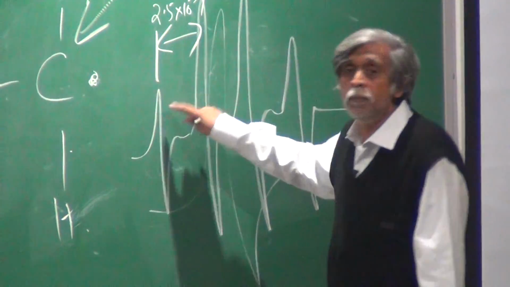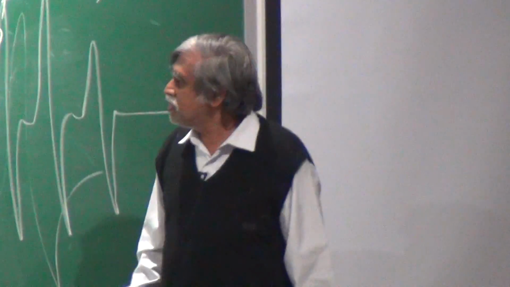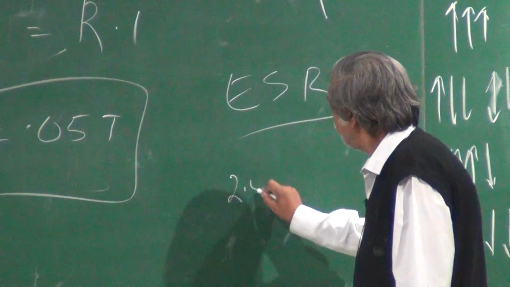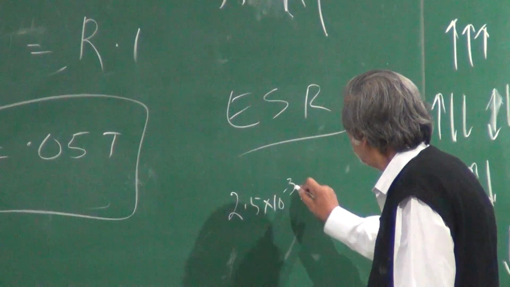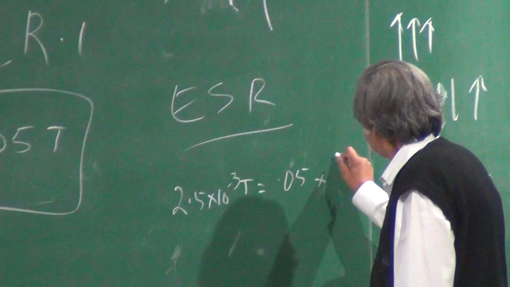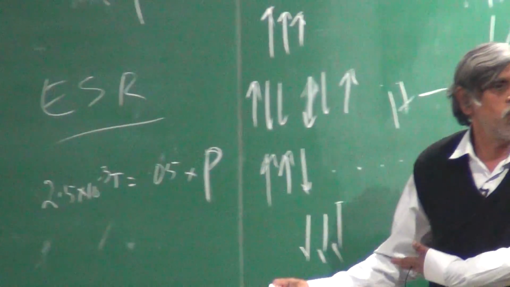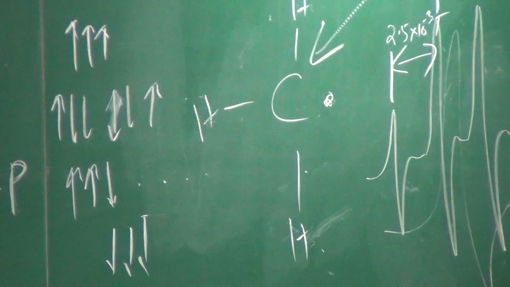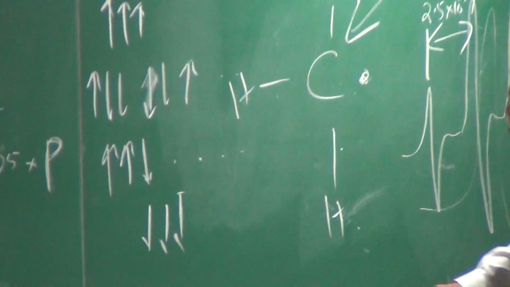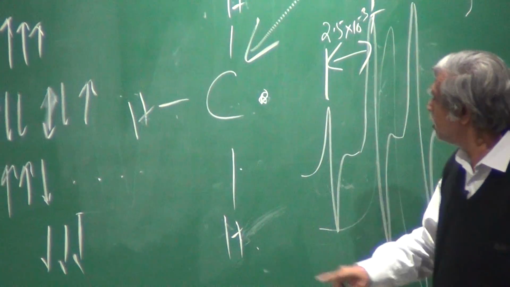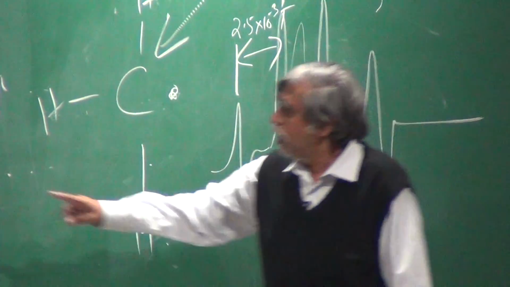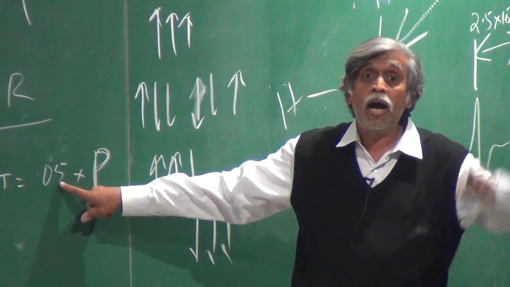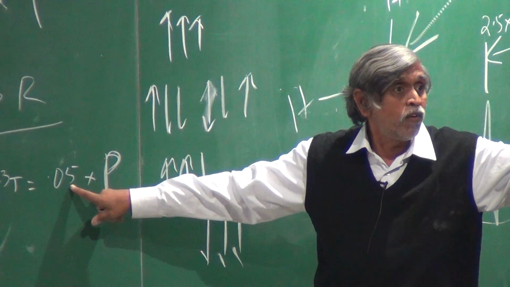If I know this is 2.5 millitesla, what's the electron density on these hydrogen atoms given by? It's simply going to be 2.5 millitesla equal to 0.05 times rho. I don't know rho. And what is rho? It's the electron density on the hydrogen. Why on the hydrogen? Because it's the hydrogen that is causing the splitting. Therefore, this density must refer to the electron density on this hydrogen. I know from experiment that the splitting is 2.5 millitesla. I know the value of R from the hydrogen experiment to be 0.05.